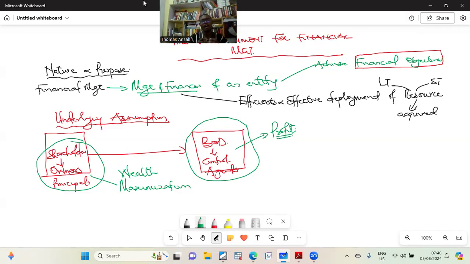Because later on, I will tell you that profit is not a real figure. People can manipulate profit. So if you use profit, people can just be manipulating the things. But the real worth of the entity determines whether the entity is doing well or not. Therefore, if we say that the underlying assumption for financial management is shareholder wealth maximization, then what is shareholder wealth maximization?